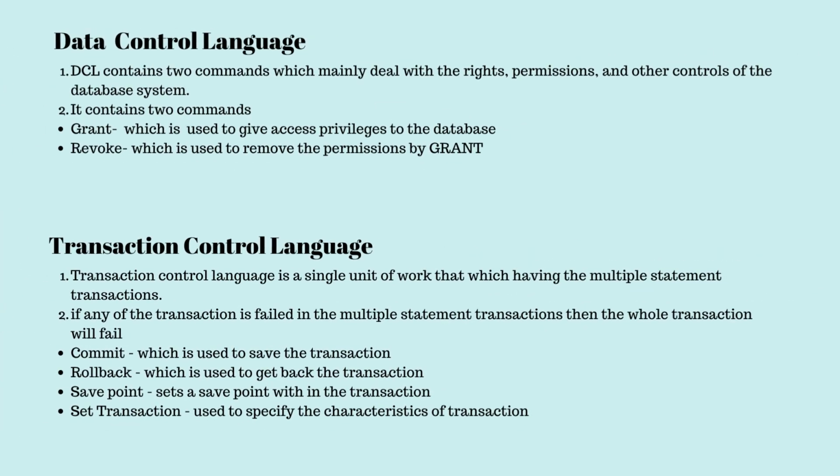Data control language, as the name itself says, is a control language, which means it gives permissions and revokes permissions based on the user. Not only the user, it also controls some of the operations in the database system. Two operations are there. One is grant, which is used to give permission or privileges to the user. Another one is revoke, which is used to get back permissions which were given by grant.